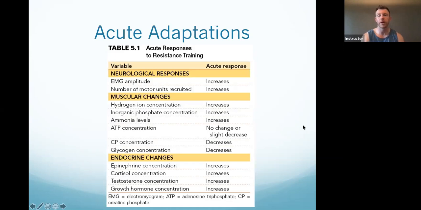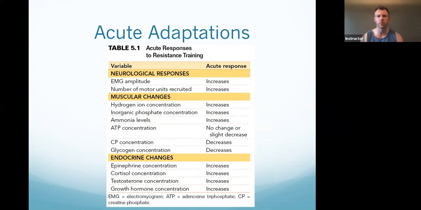So acute means right away. So what's going on kind of right away? This is in your textbook as well, so you can take a look at this. Neurological responses: EMG amplitude increases, and the number of motor units recruited increases. Again, a motor unit is the neuron and all the fibers that it innervates or attaches to. You have muscular changes. Your hydrogen ions increase. That's what will eventually lead to the burning feeling that you have. It's not really the lactate or the lactic acid, but that acidic environment. Ammonia levels will increase. ATP concentration maybe decreases a little bit. Glycogen will go down again because we're using energy, so our stored energy is typically going to go down.